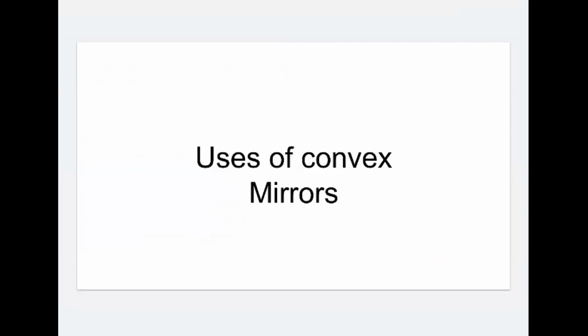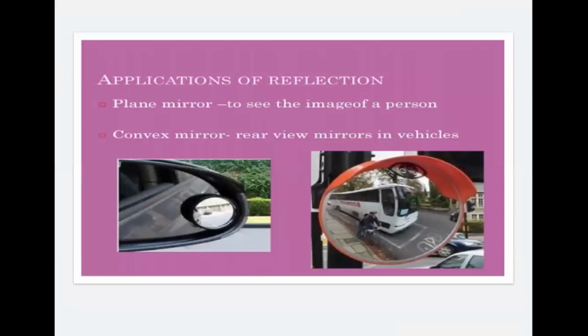Now we will focus on the uses of convex mirror. You all must have seen these images and these things in your day-to-day life. The first and foremost use of the convex mirror is that it can be used as rear view mirrors in vehicles. Now the driver is able to see what all things are there behind his vehicle with the help of the rear view mirror. These are also called convex mirrors.